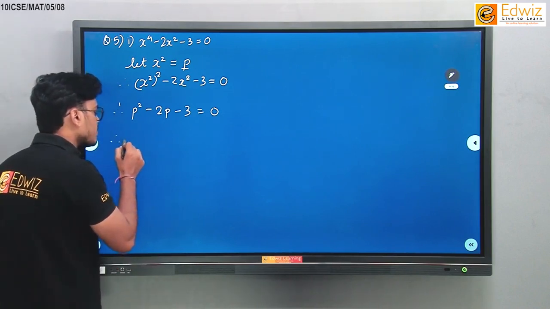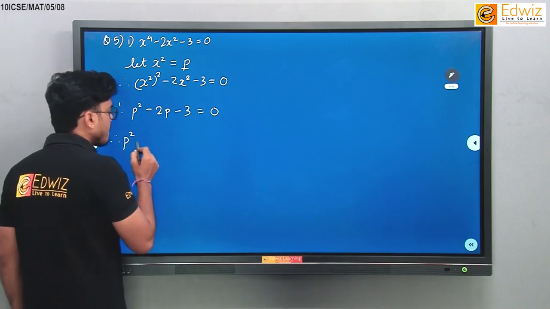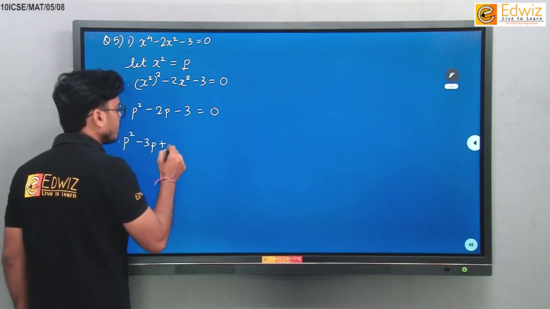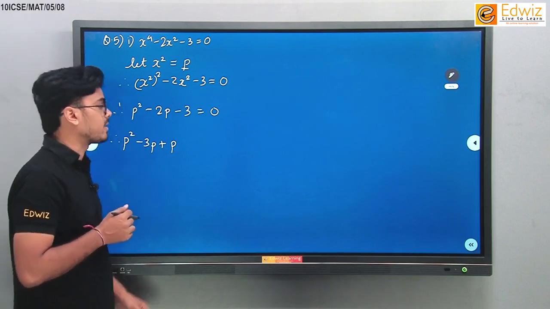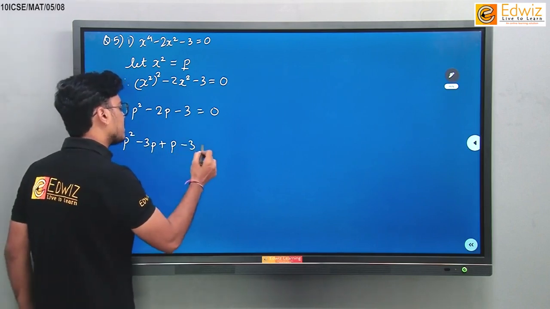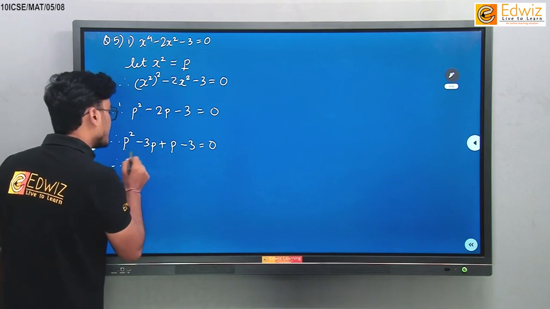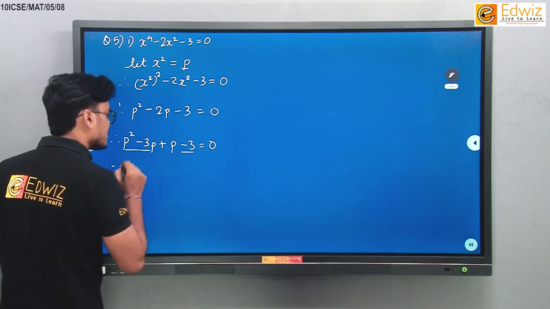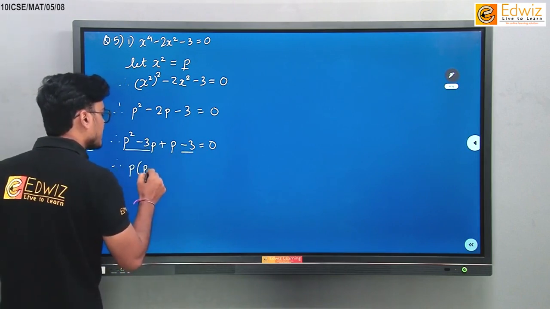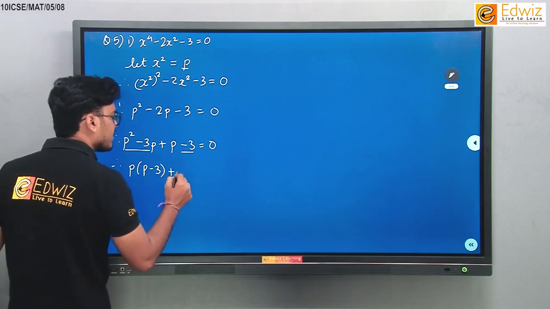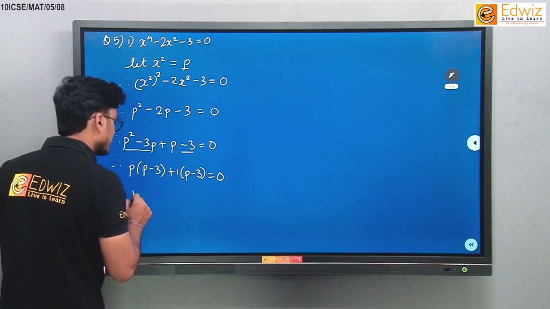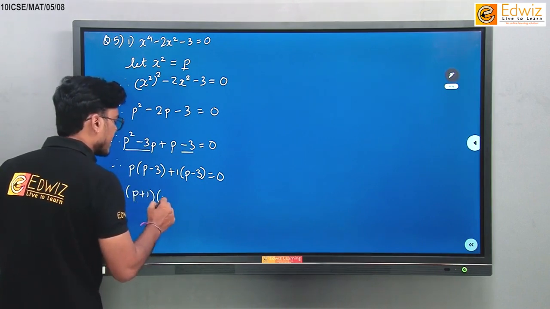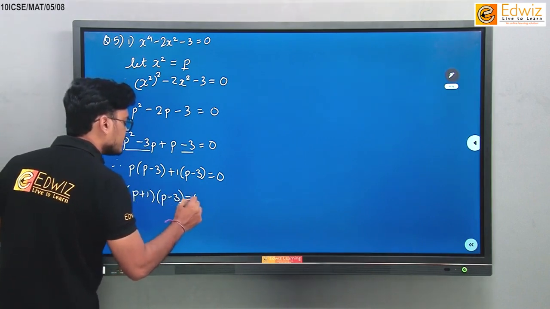So it can be written as p square minus 3p plus 1p minus 3. Basically these are the factors. Again p is common here, and here only 1 is common. So taking p common, p minus 3 is left. If I take 1 common, p minus 3 is left. So the first bracket is p plus 1, and the second bracket is p minus 3 equal to 0.